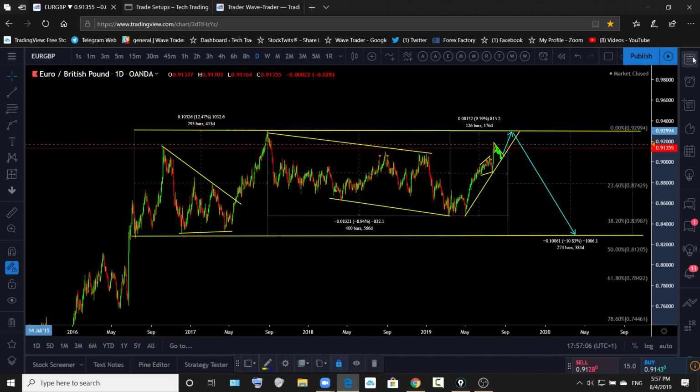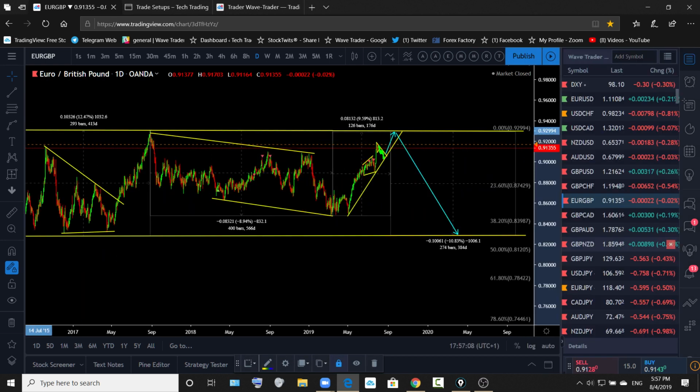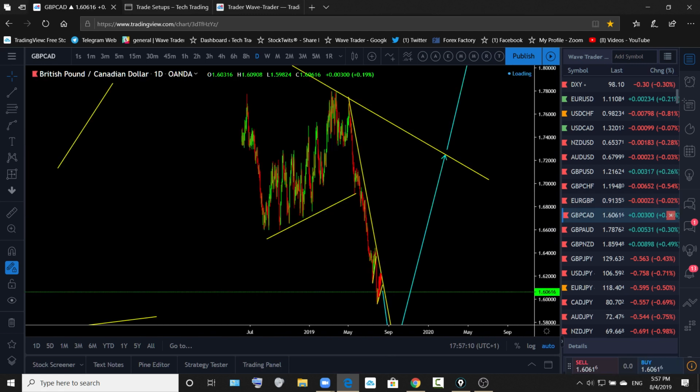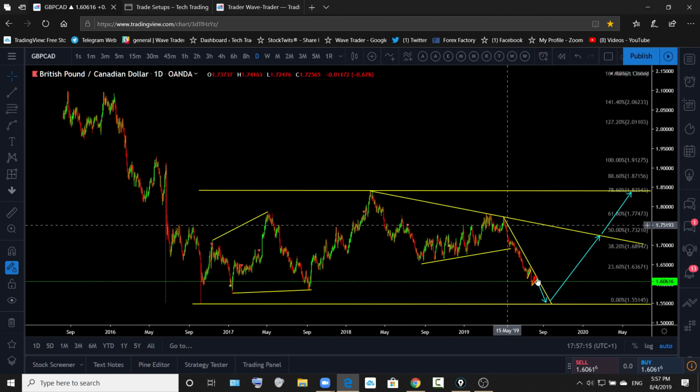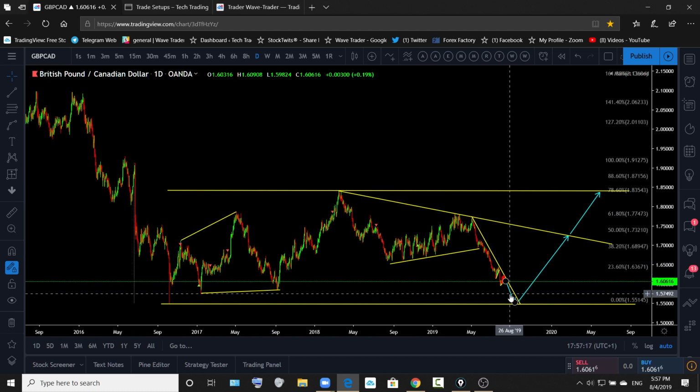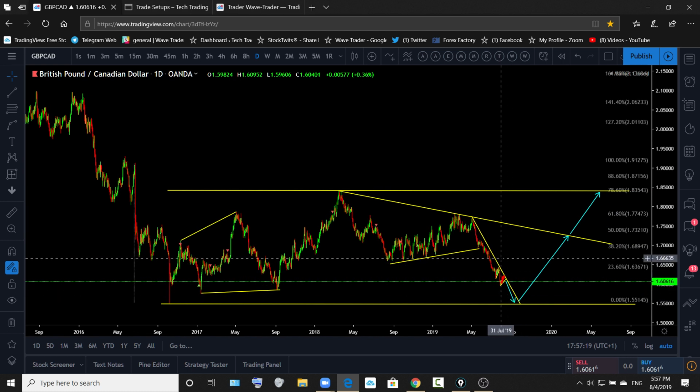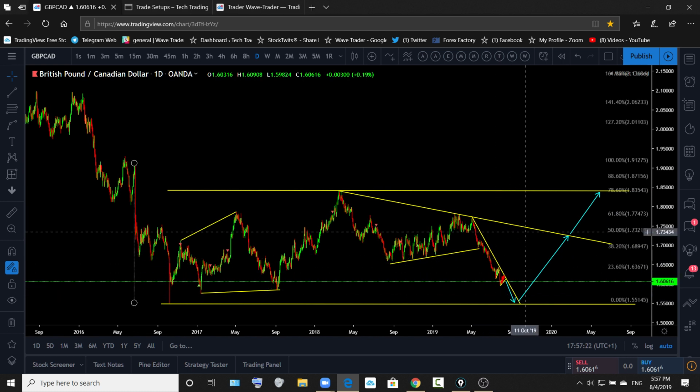So, short on the euro pound, and the correction which I have just shown you on the lower time frame, that correction to break down. A sharp drop on the euro pound will give us one more drop on the pound CAD too. Then we're going to see a change on the pound CAD. So this downtrend will change for upside.